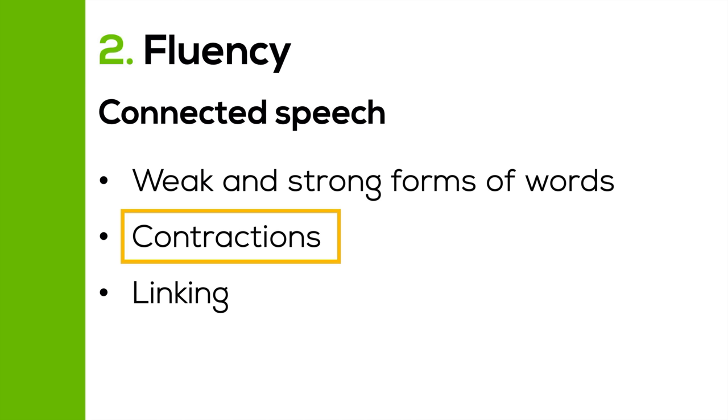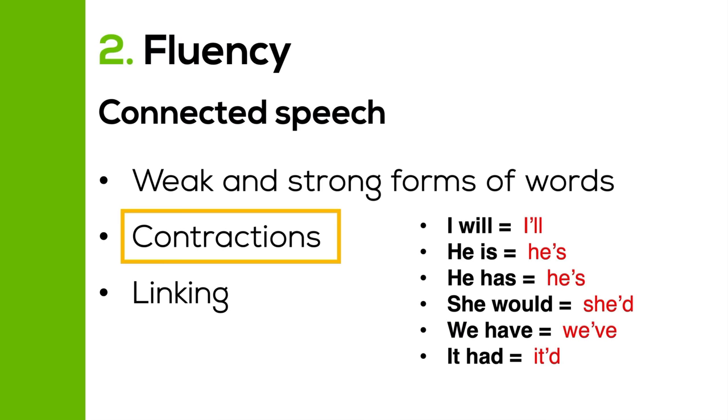Okay, so basically, contractions are when two words join together. Here are some quick and easy examples. I will becomes I'll, he is, he's, he has, he's, she would, she'd, we have, we've, it had, it'd. Of course, there are more combinations than the ones I've just shown you, but these are the most common. It's usually when a pronoun and a function word join together.